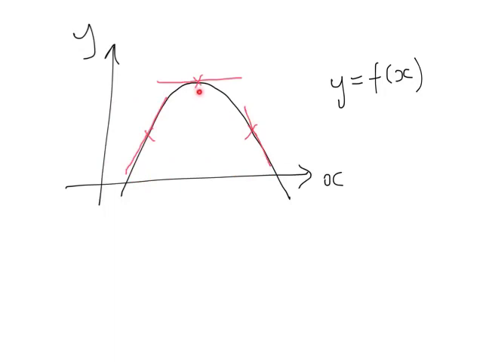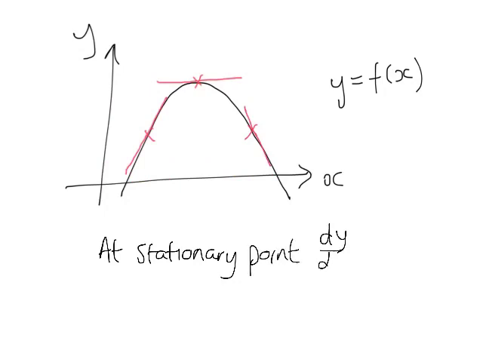Now, at this final point here, our gradient of the tangent is equal to 0. It's a horizontal line, and it has a gradient equal to 0. Its slope is equal to 0. Now, we call this type of point a turning point, and it's also referred to as a stationary point. So at a turning point, or a stationary point, our gradient function dy/dx is equal to 0.